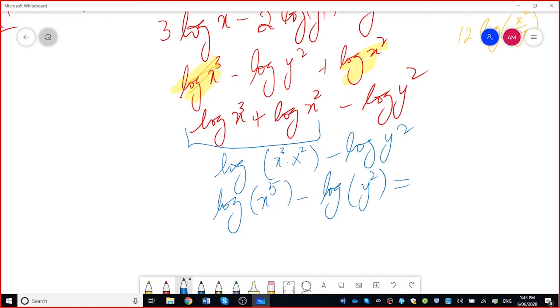Now look at the formula which you have written. Can I write it in some other form? You can write it as log of x to the power 5 over y squared. Very nice. So that's the answer. You understood now? So this is the answer.